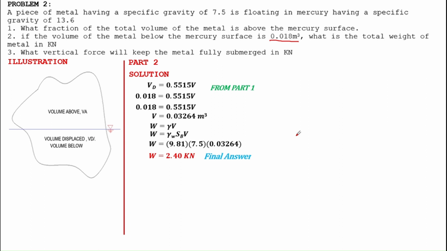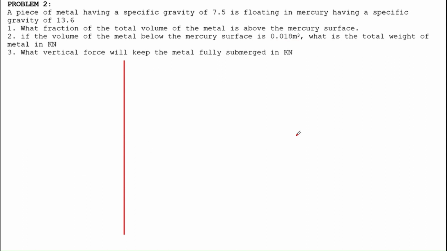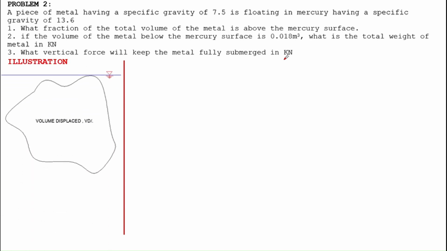For the third part of this problem, we were asked to determine what vertical force will keep the metal fully submerged in kN. The illustration in this question is just the same as part 2, but we will now draw its free body diagram since we are dealing with forces. If we draw the free body diagram of part 3, we will identify the forces that our metal will be subjected to. First is the additional force F. We will just assume it to be downward. We can verify the orientation of the force along the way.